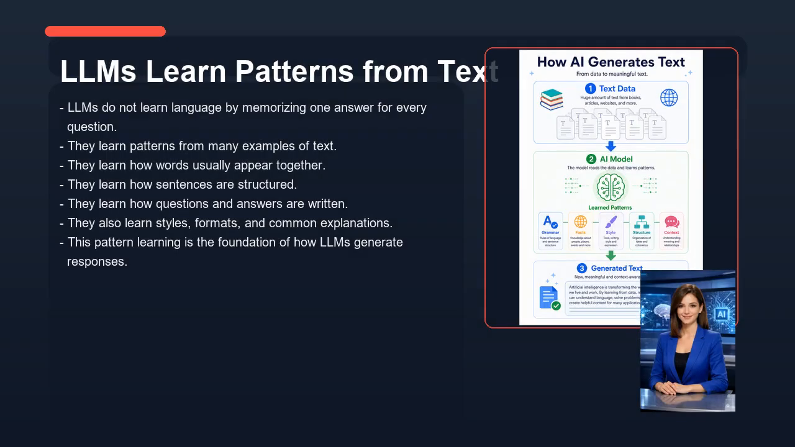Now let's look at how LLMs learn patterns from text. LLMs do not learn language by memorizing one answer for every question. They learn patterns from many examples of text. They learn how words usually appear together. They learn how sentences are structured. They learn how questions and answers are written. They also learn styles, formats, and common explanations. This pattern learning is the foundation of how LLMs generate responses.